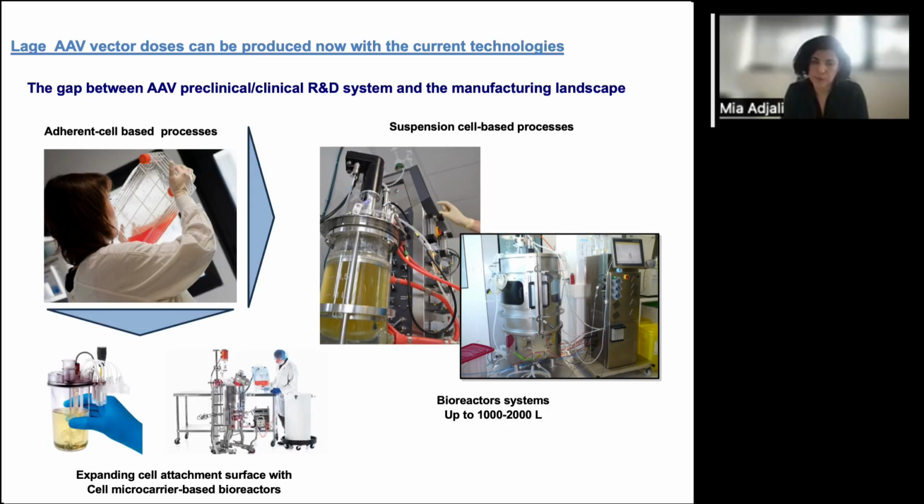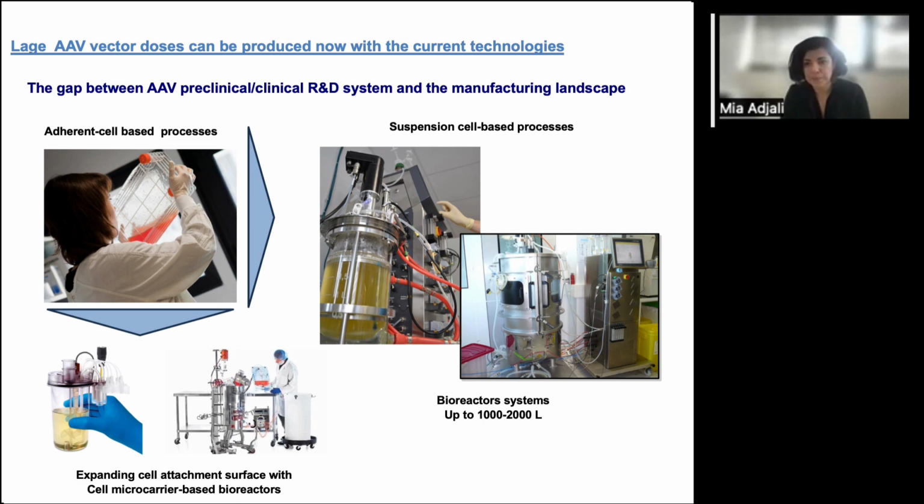Now, the gap I was mentioning before is really narrowed thanks to the different technologies and the different process pipelines that exist today. And because also we have been able to move from either adherent cell-based systems using cell stacks to cell microcarrier-based bioreactors that have greatly expanded the cell attachment surface during the production. But we have also now suspension cell-based systems with large volume bioreactors, and for the AAV field, up to 1,000 to 2,000 liters in the industry.